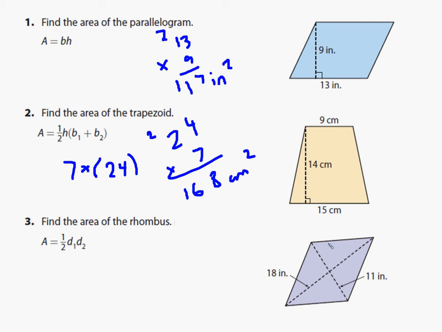Now I have a rhombus. One of the diagonals is 18, the other one is 11, and the area of a rhombus is 1/2 of one of the diagonals times the other diagonal. So I'm going to take half of 18 because that's even, and I multiply that by 11. So 11 times 9, remember 18 divided by 2 is 9, and I get 99 inches squared.